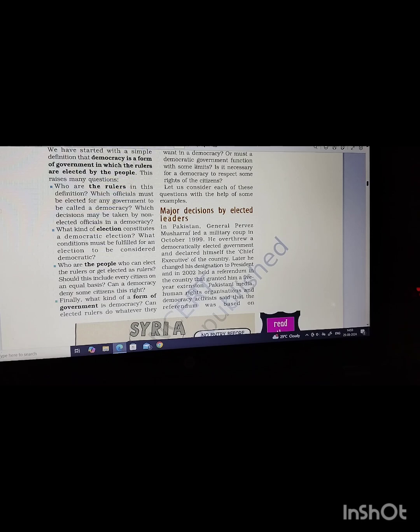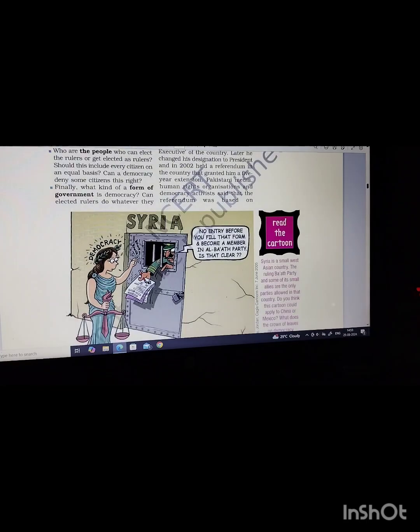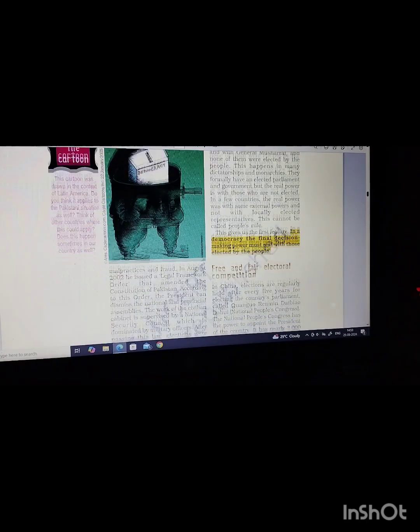So Pakistani media, human rights organizations, and different democracy activists said that the referendum was actually based on malpractices. Yes, obviously, because he has gained the position by power, by terror. So it is actually done with malpractices and fraud. So in August 2002, he issued a legal framework order that actually amended a part of the Pakistan Constitution, and according to this order, the president can dismiss the national and provincial assemblies.